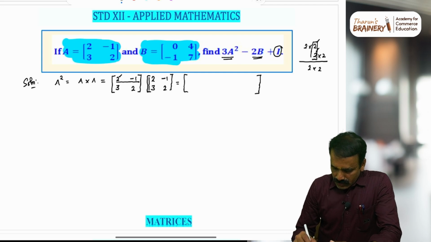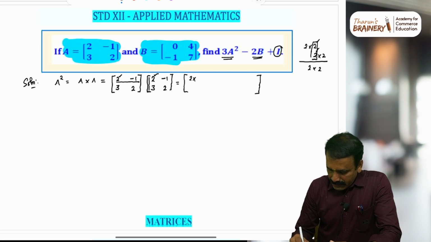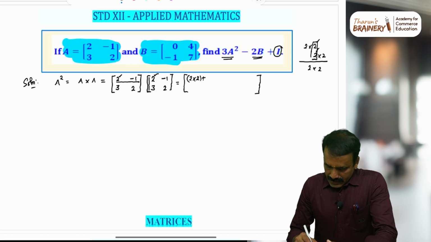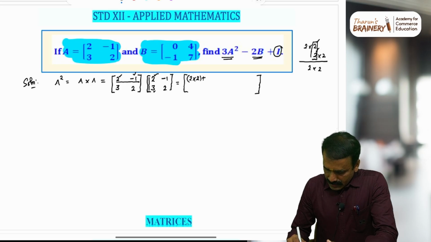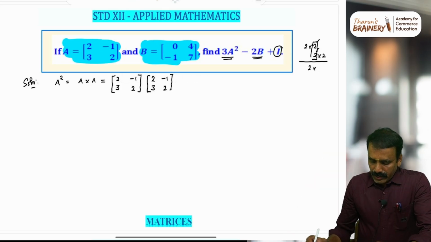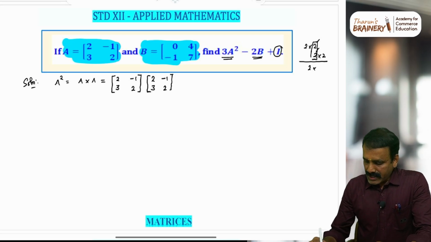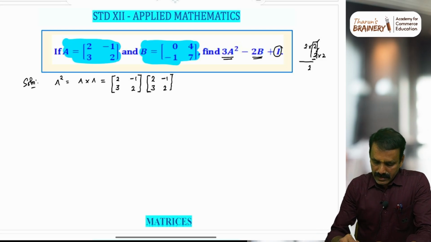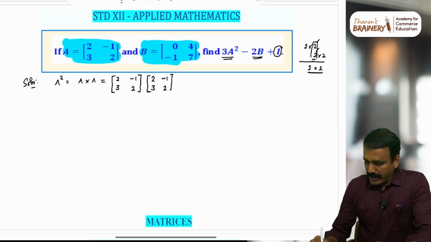So first element is 2, here first element is also 2. So we multiply 2 multiplied with 2 plus second element is multiplied with the second element, minus 1 is multiplied with 3. So we are going to multiply these two matrices. We check the resultant matrix, it is going to be of order 2 by 2.